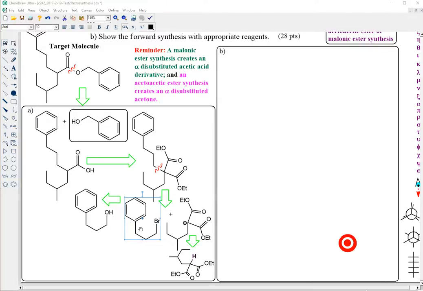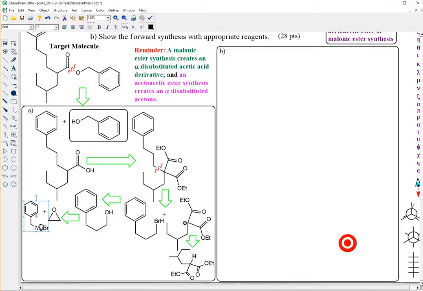The alkyl halide came from a primary alcohol. You'll notice this is not benzyl alcohol. In fact, it has 2 extra carbons that benzyl alcohol does not have. When I see this situation, I think of a Grignard attacking an epoxide to create this alcohol. I will illustrate that here. The combination of this Grignard here and this epoxide, followed by acidification, will yield this primary alcohol here.